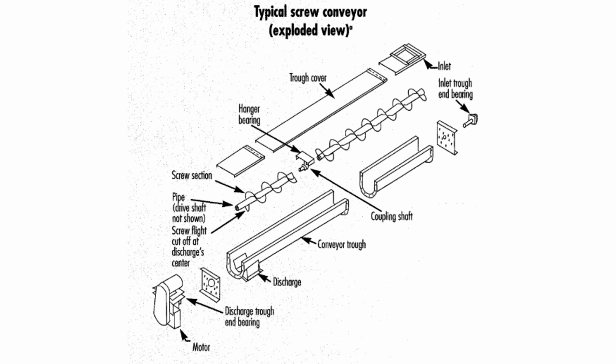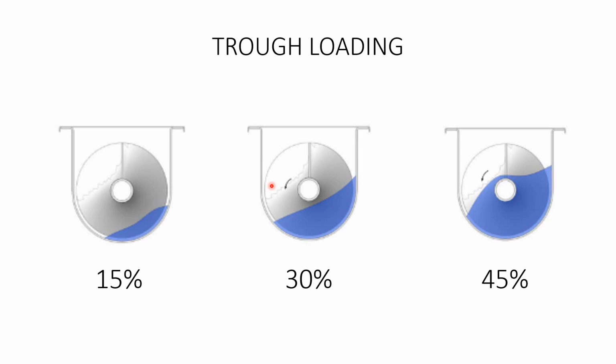Moving ahead, let's see what trough loading is. We have three pictures in the slides. At 15%, the material will only travel in 15% of this radial area. Here, 30% is occupied for transportation, and this is 45% occupied. Depending upon the material flowability and the material application, we define the trough loading for a screw conveyor.